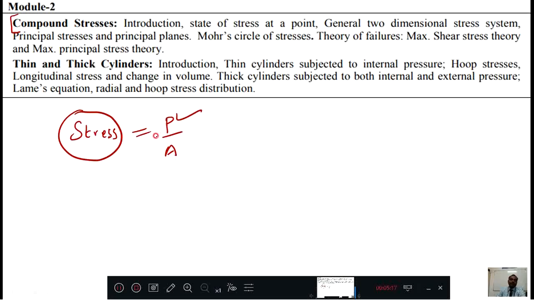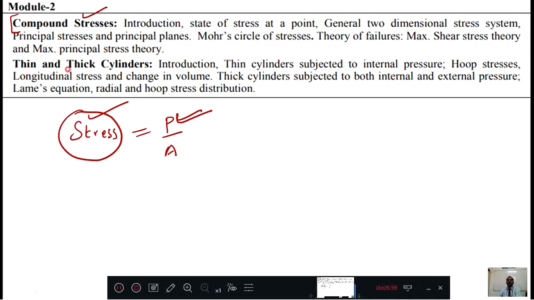If you apply a shear force, then it becomes shear stress. If you apply a torsion, then it becomes torsional stress. Like that, the action of what you apply, the same way the resistance will be developed. Therefore, among the many natures of stress, compound stress is one nature of stress, and that we are going to study in detail in the second module.